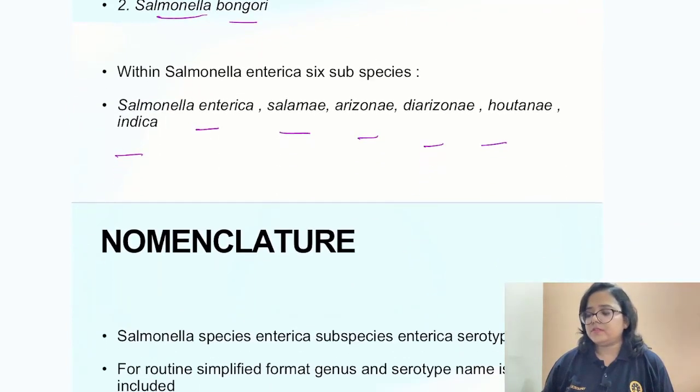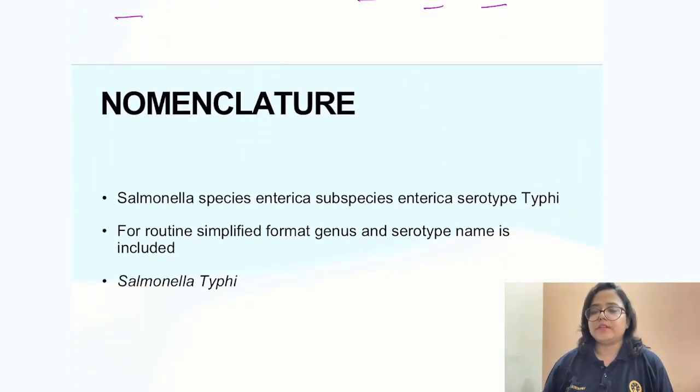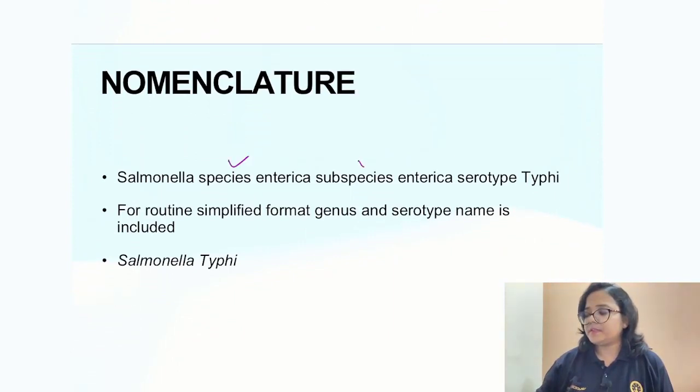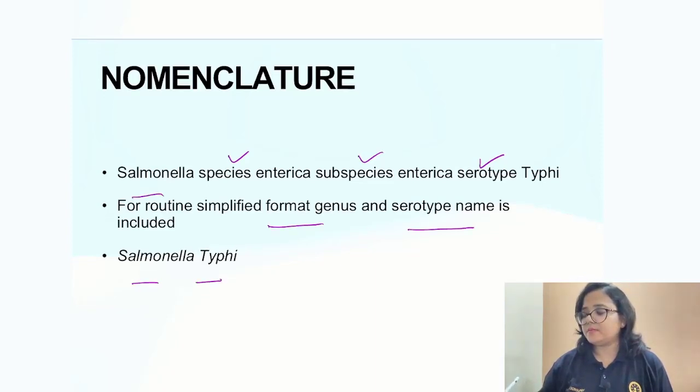Now the nomenclature. The nomenclature of Salmonella is very complicated, and it includes the species, the subspecies and the serotype, but we use a simplified and shortened format having the genus and the serotype name. One example is Salmonella Typhi, instead of Salmonella species enterica, subspecies enterica, serotype Typhi.